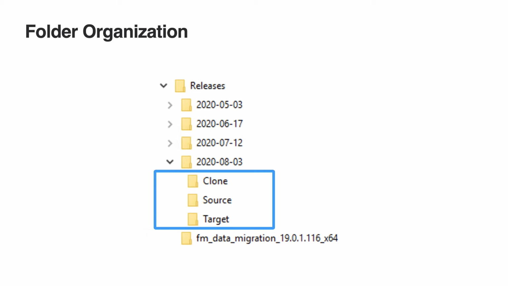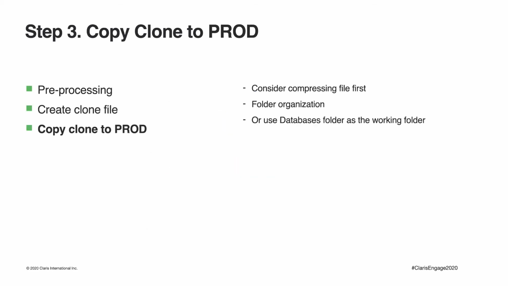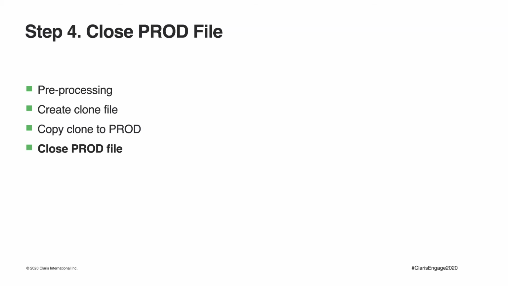Instead of creating a folder structure like this, you could also just place the clone file directly next to the source file in your databases folder. This will save you some time later on because you won't have to copy the migrated file anywhere. But personally, I prefer the organization of the folder structure I showed before, but there is an argument for doing it this way too. The next step is to close the file that is hosted on production.